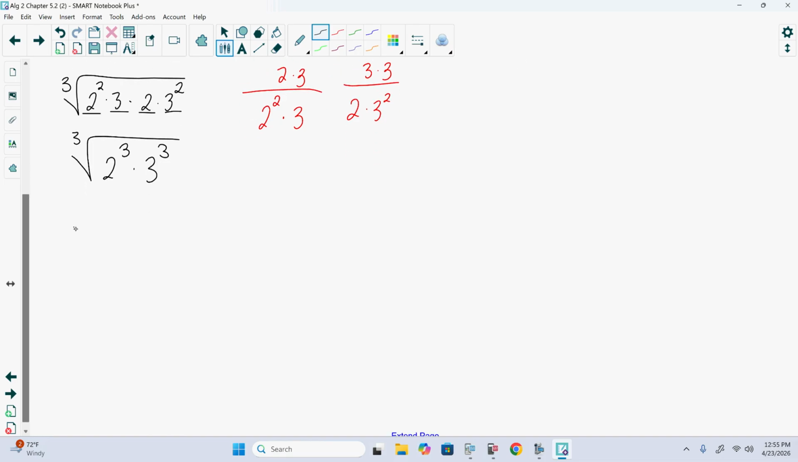Then if we wanted to, we could break it back apart, saying that we're taking the cubed root of 2 cubed times the cubed root of 3 cubed. Well, the cubed root of 2 to the third is just going to be 2. The cubed root of 3 to the third is 3, and 2 times 3 is 6.